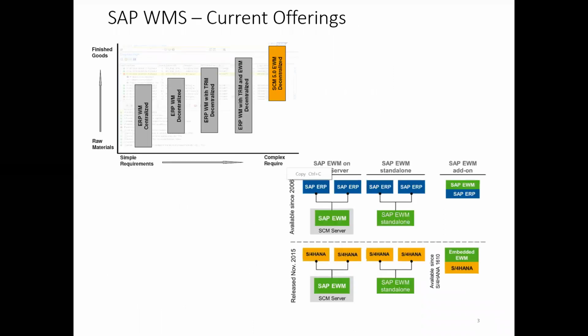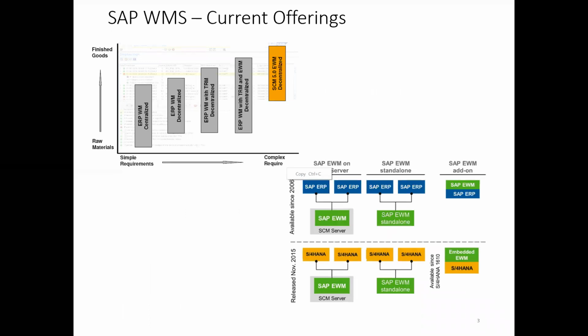In the WM offering, SAP initially started with the WM centralized version, then WM decentralized, then they moved on to the EWM decentralized, and now they are coming with SAP EWM in the centralized version in S4 HANA.